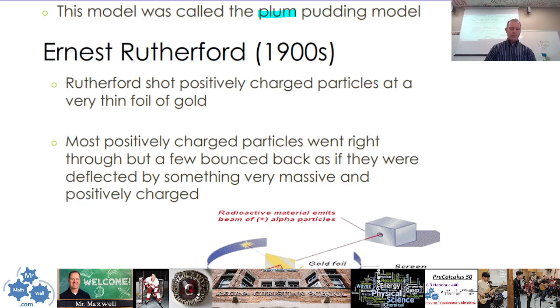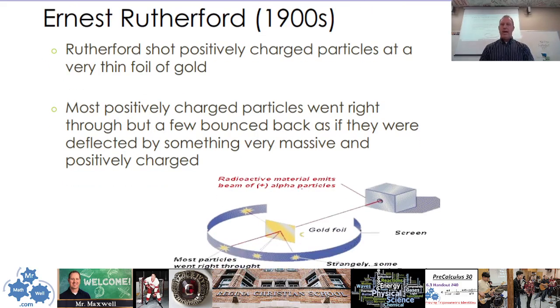Rutherford shot positively charged particles. Here's a little picture of a radioactive material inside a little box. There was a little hole in it, so that the radiation, the positive alpha particles, would come out that hole in a predictable direction. Outside of that hole, he placed a thin sheet of gold foil. Rutherford shot positively charged particles at a very thin foil of gold.